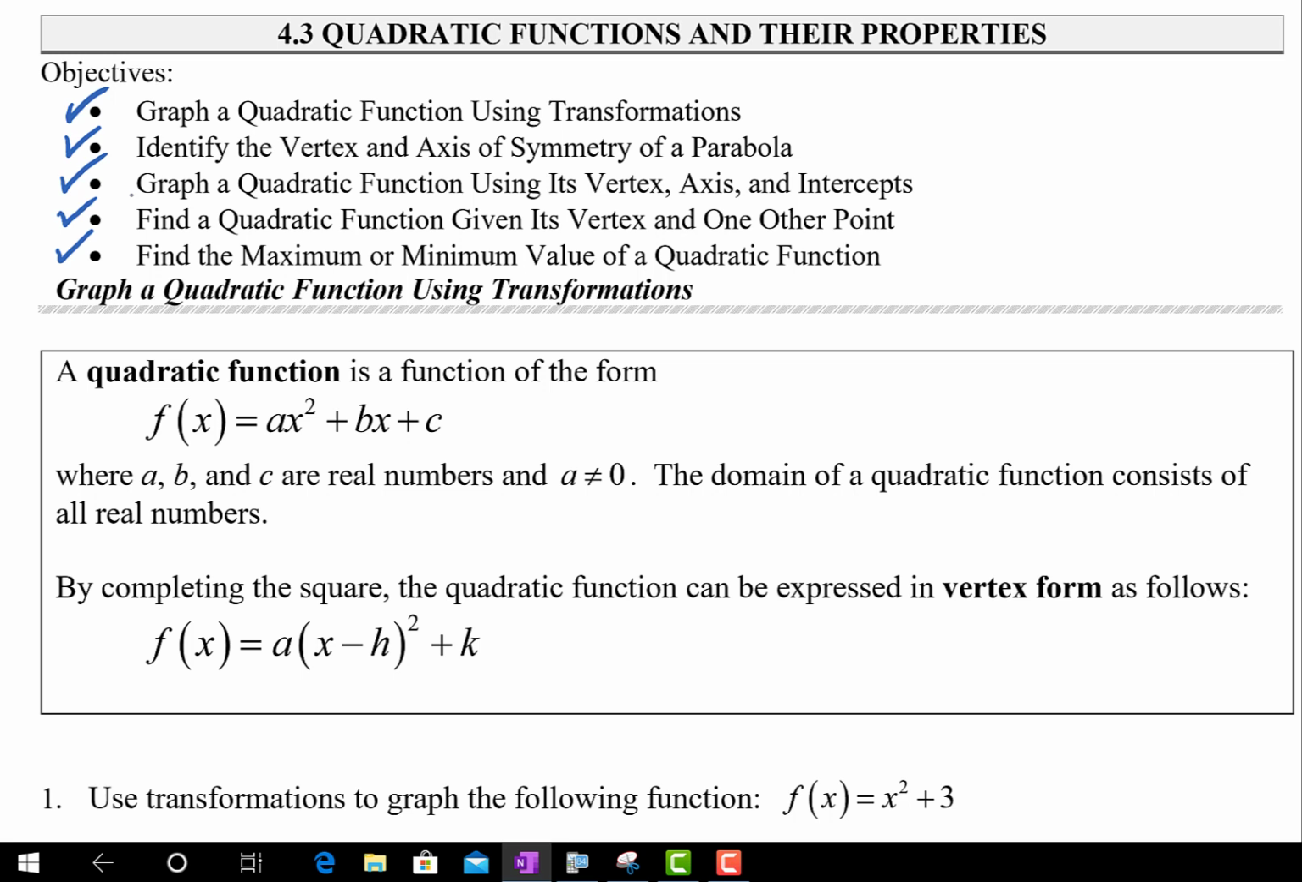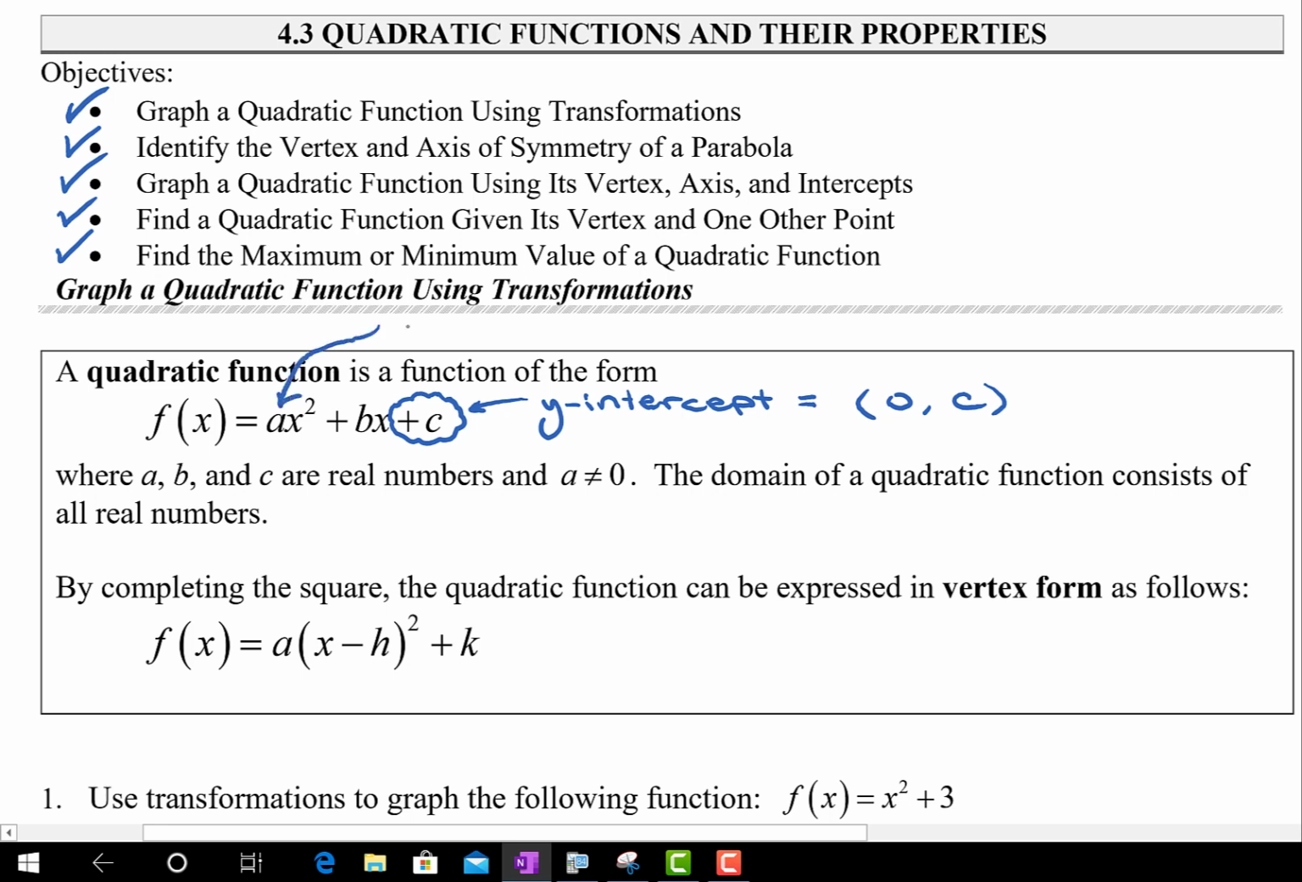So a quadratic function is a function of the form f of x equals ax squared plus bx plus c. Something you should know is that the plus c part is going to represent the y-coordinate of your y-intercept. So our y-intercept here is always going to be (0, c).